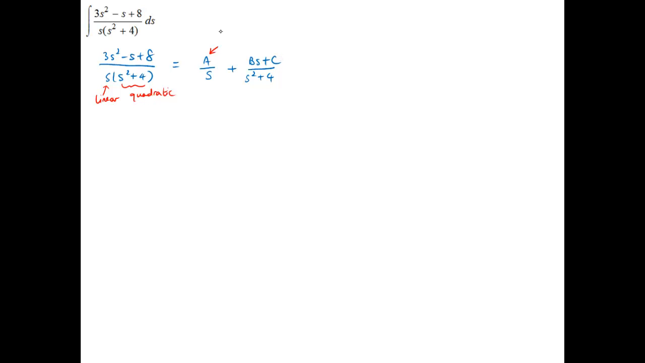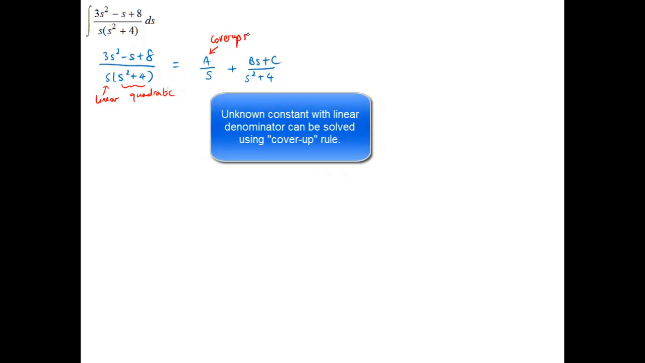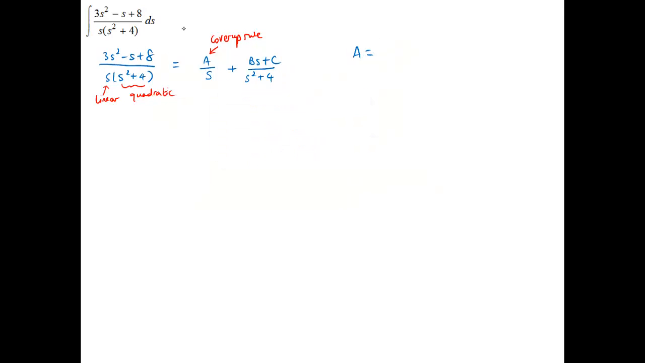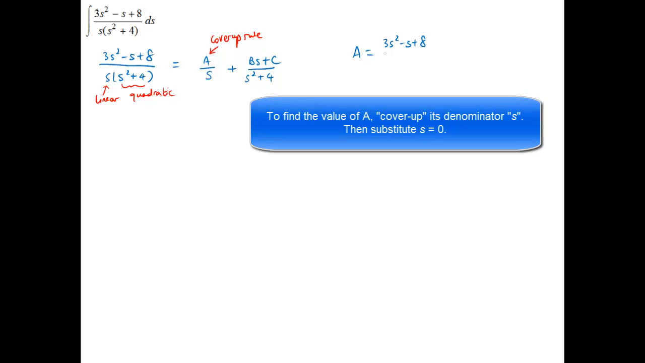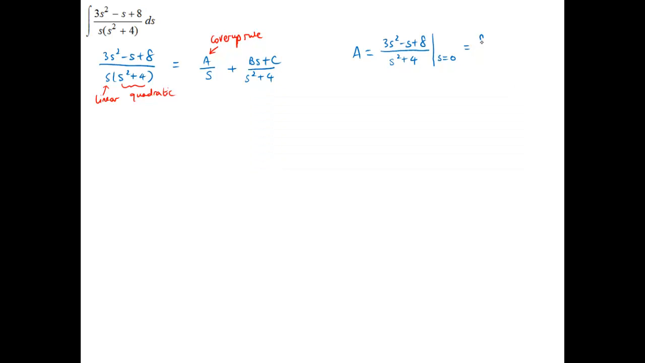So since we have a linear denominator here, I can use the cover-up rule to find the value of a. To find a, I will copy the rational expression, but I will cover up s. Whatever I covered, substitute to be 0. So I have an 8 over 4, which is 2.